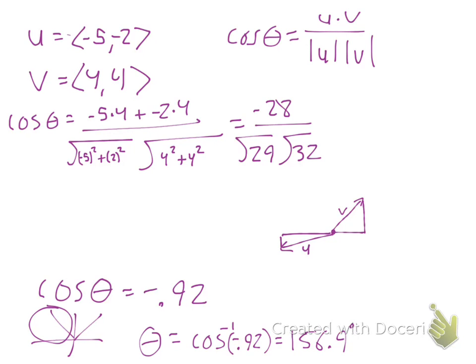The angle between them is right there. Does that look to be about 156.9? So it's a positive angle between the vectors. I think that's kind of cool. That's all I have for you.